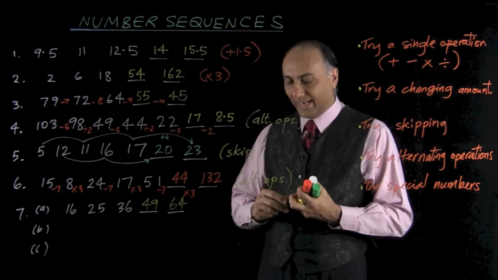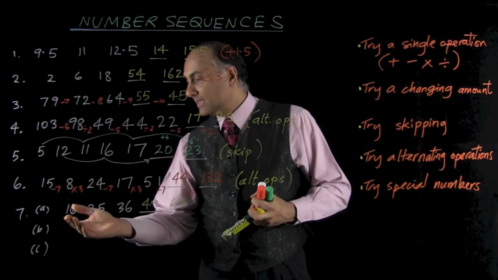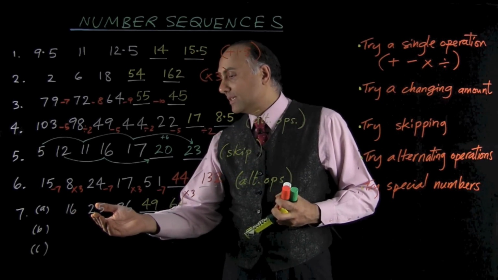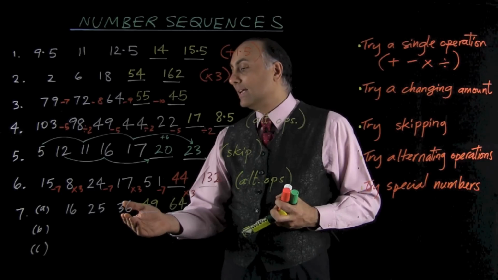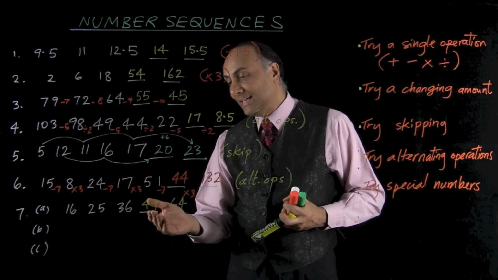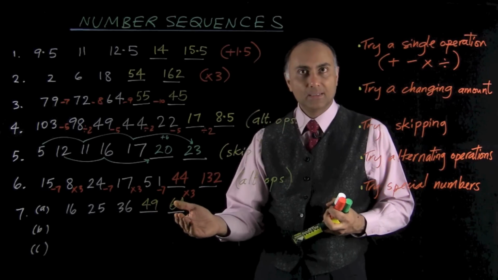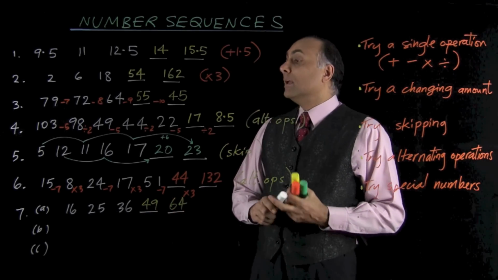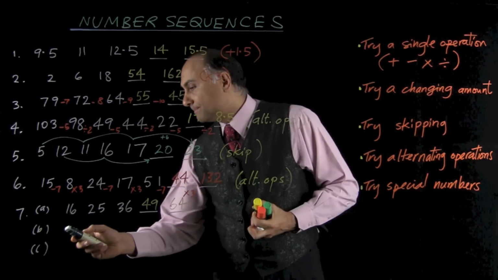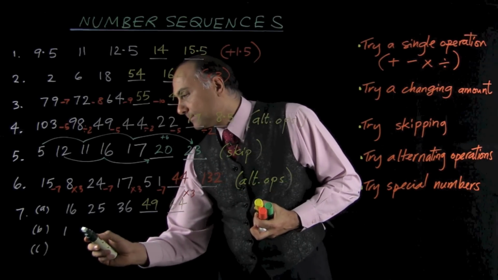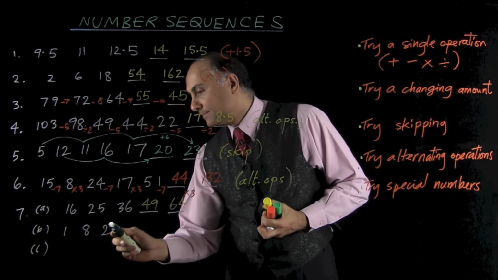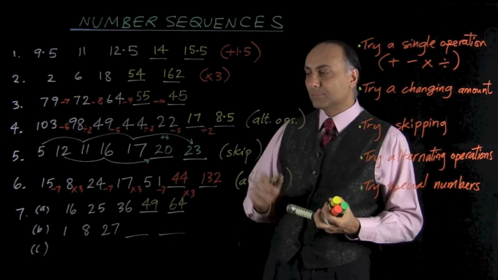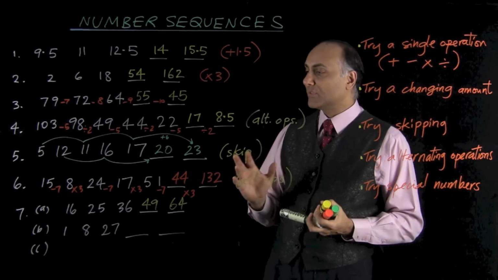I said you could do it by adding, and you can, because you could say 16 to 25 is add 9, and then 25 to 36 add 11, and then add 13, and then add 15, and so on. So you can do it by adding. What about these then? Less common, but you should still recognize the first few.